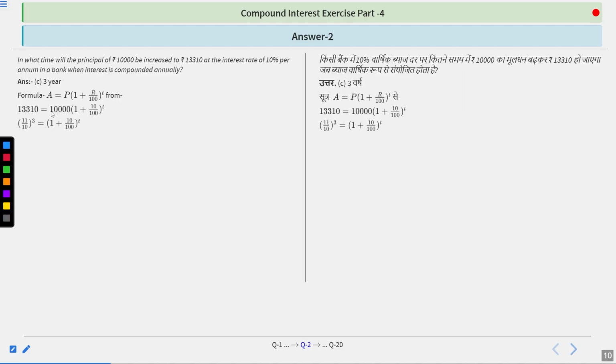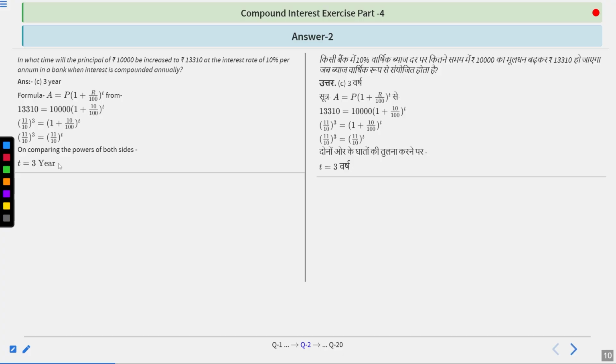Therefore, taking 10,000 to the left hand side, it goes to the denominator, and we can write that as 11 upon 10 whole cube. That is equal to 1 plus 10 upon 100 power T. Therefore, 11 upon 10 whole cube is equal to 11 upon 10 whole power T. So we can see that the base is equal on both the left hand side as well as the right hand side. That means the power should be equal. So on comparing the powers of both sides, T is going to be equal to 3 years. That means option C is the correct answer.